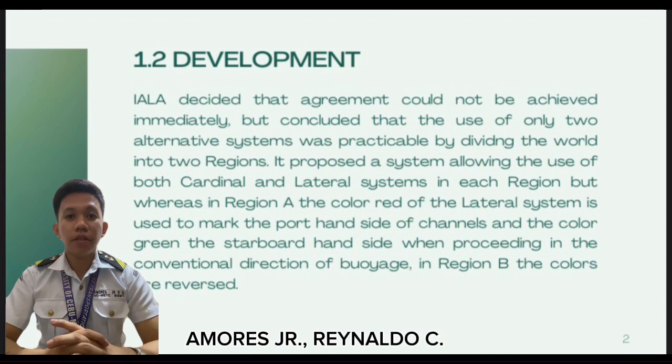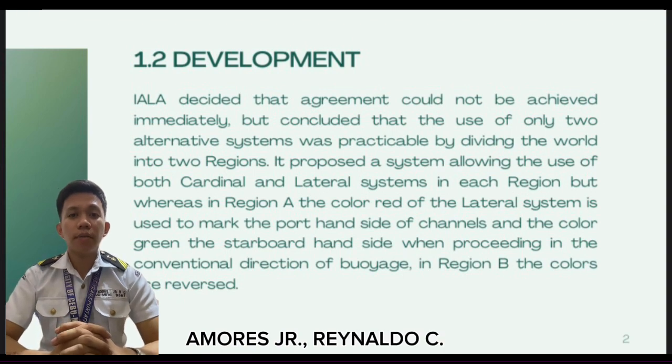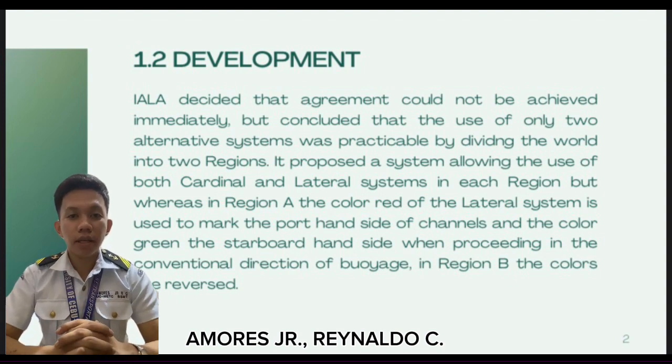IALA acknowledged that immediate consensus on a single system was unattainable but proposed the division of the world into two regions. It suggests a system allowing the use of both cardinal and lateral systems within each region. In Region A, red in the lateral system marks the port side of channels, and green denotes the starboard side, aligning with the conventional buoyage direction. Conversely, in Region B, these colors are reversed.